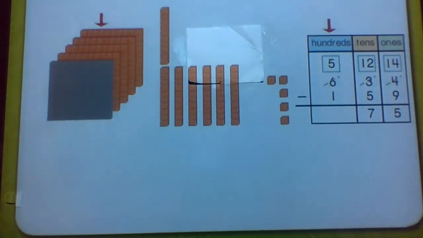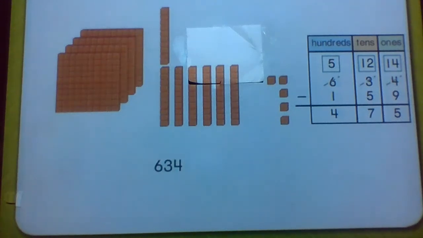We are left with four hundreds. So 634 minus 159 is equal to 475.